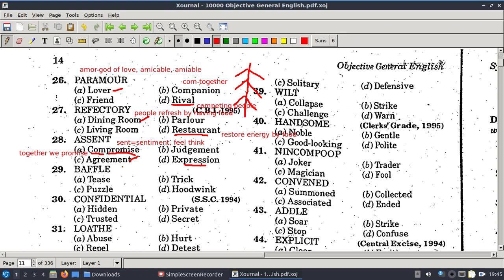Baffle. Baffle means confuse, to confuse people. It means to puzzle people. Okay. His behavior baffles me. That means his behavior confuses me. Baffle is puzzle. Trick. We all know what is trick. Okay. I'll tell you something related to trick also.